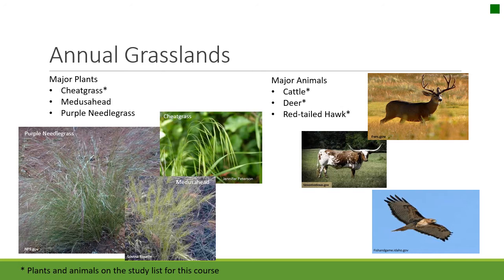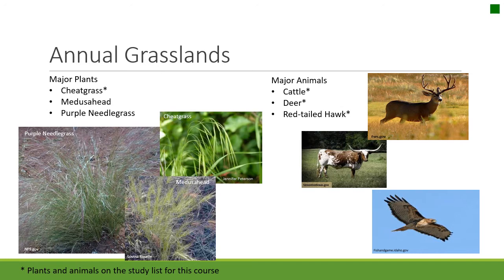Some of the plants and animals that you might find in the annual grassland might include cheatgrass. The annual grasses, cheatgrass and medusa head would be real common. Remember that those plants came into areas that were once historically bunchgrass, such as purple needlegrass. And those annual grasses kind of overtook the perennial grasses.